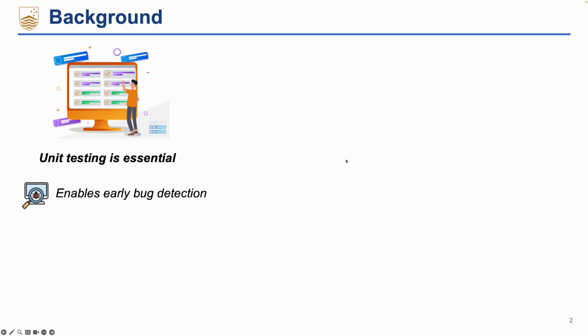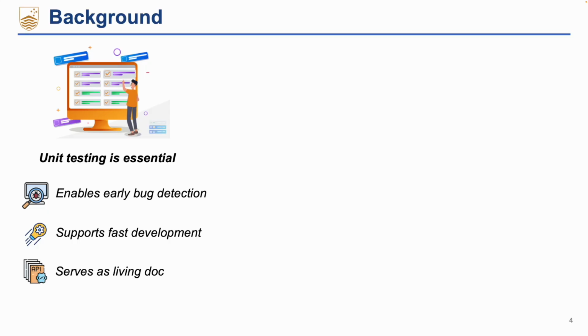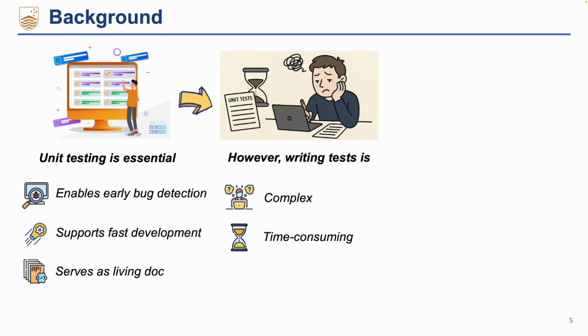Unit testing is essential in software development as it enables early bug detection, avoiding exponential costs in production. Additionally, it is fast, as developers can run it frequently whenever a change is made without slowing down the development process. Moreover, it serves as a form of documentation, as every unit test explains how a specific function is expected to behave. However, writing tests is complex and time-consuming.